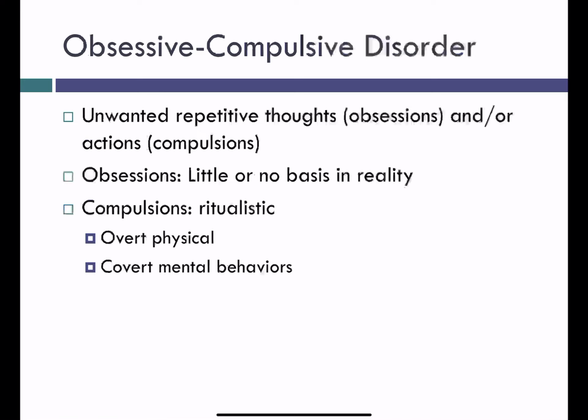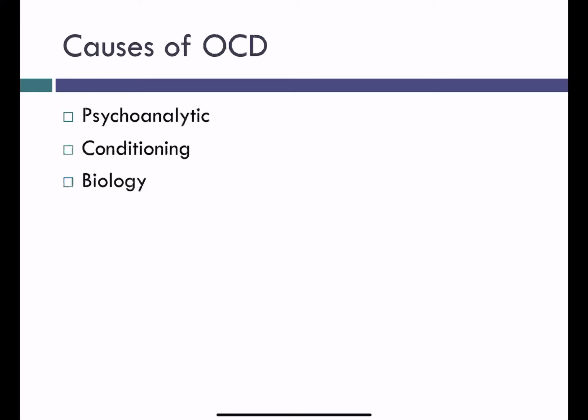The compulsions are ritualistic, and so they involve a certain pattern or sequence. Sometimes compulsions are overt and physical, so this can be things like hand washing, only stepping on every other stair, things like that. But sometimes they are covert and mental behaviors. So sometimes counting behaviors in OCD, or reciting things to themselves, are compulsions as well. There's about a 1 to 2 percent prevalence rate in the general population for obsessive compulsive disorder.